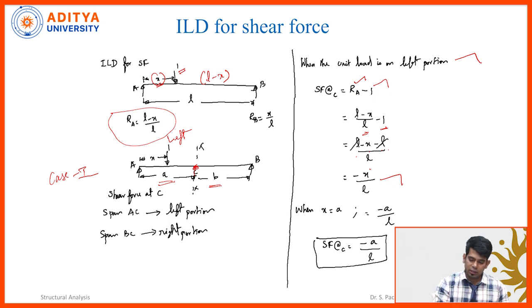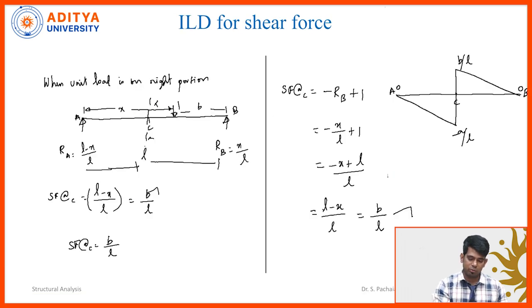When I put x equal to a, it means the load of 1 unit is acting exactly at the XX section. If you replace it, I get the shear force at the point C as minus a by L. So the shear force at the point C is minus a by L.